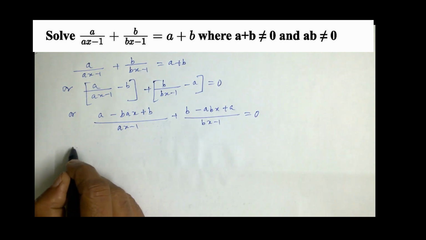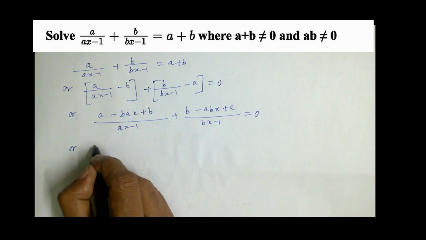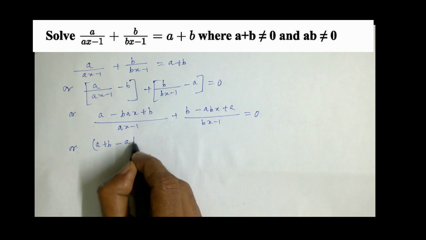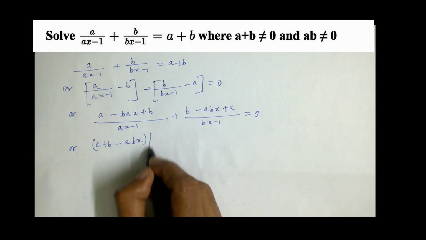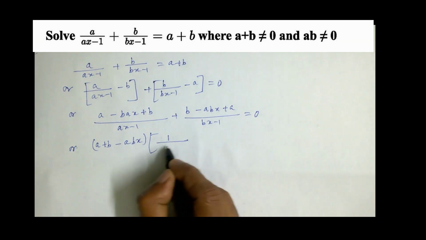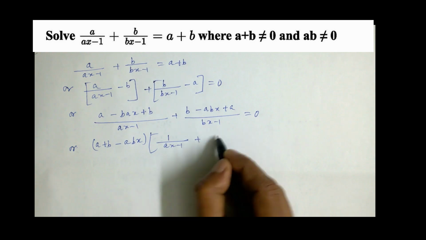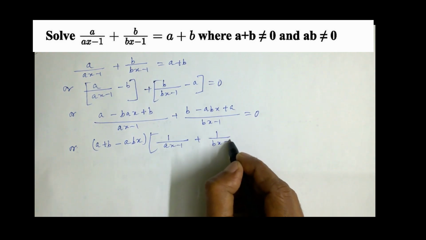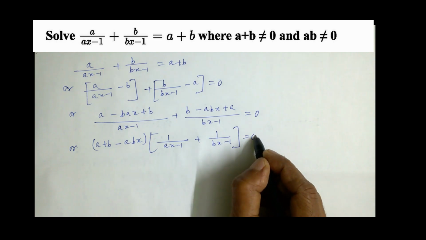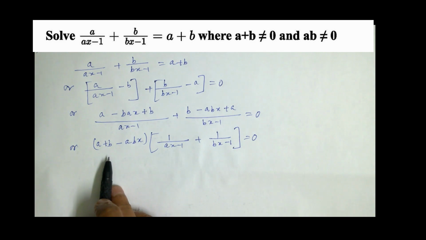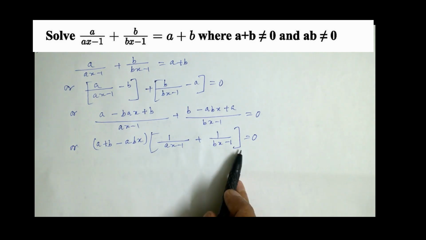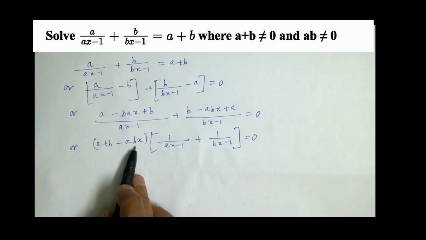So we may take out the common factor a plus b minus abx. It is written after rearranging. So you are taking out this common factor. Now what is remaining here? 1 by ax minus 1 plus 1 by bx minus 1. Right hand side 0. Now what do we see? Here are two factors. This is one factor, this is another factor. So either this is equal to 0 or this is equal to 0 or both are 0.